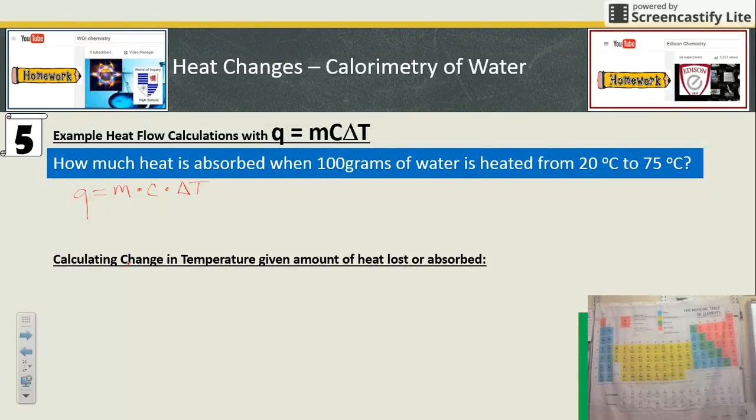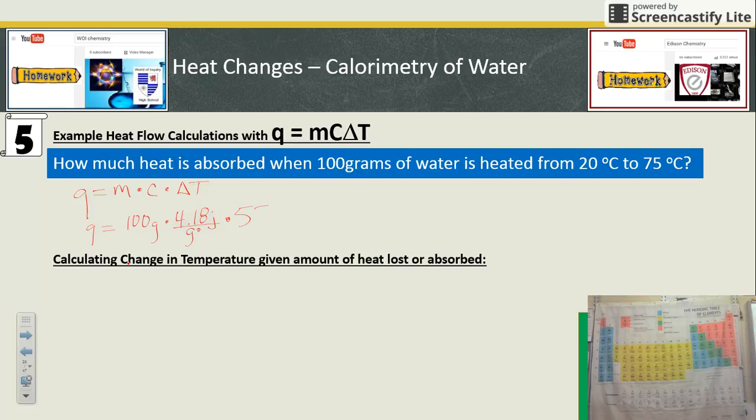And then I start substituting variables. So Q equals M. M is mass, 100 grams. C, that's a constant, always the same, 4.18 joules per gram degree. And then the change in temperature. Well, the change in temperature, it changed from 20 to 75. So the temperature changed by 55 degrees Celsius.